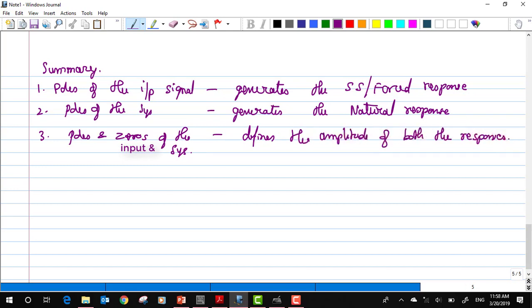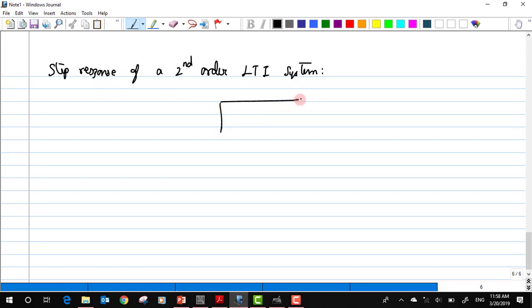Yeah. So now we will just look at the step response of a second order system. Now I'll just take a generic transfer function which has a second order polynomial. And this is my h of s, and I have my x of s and then y of s.